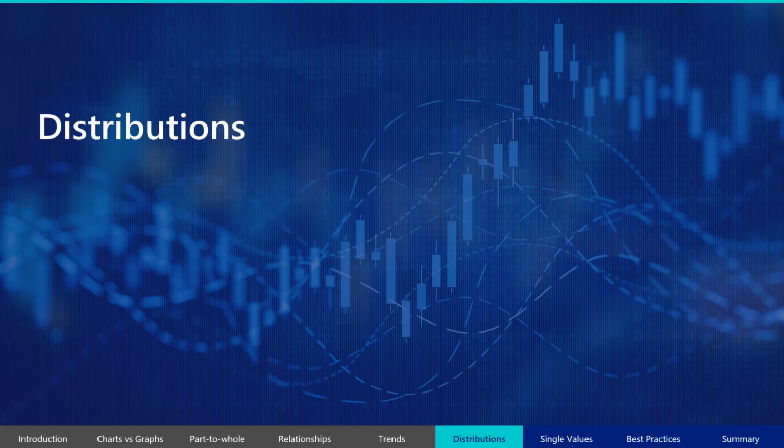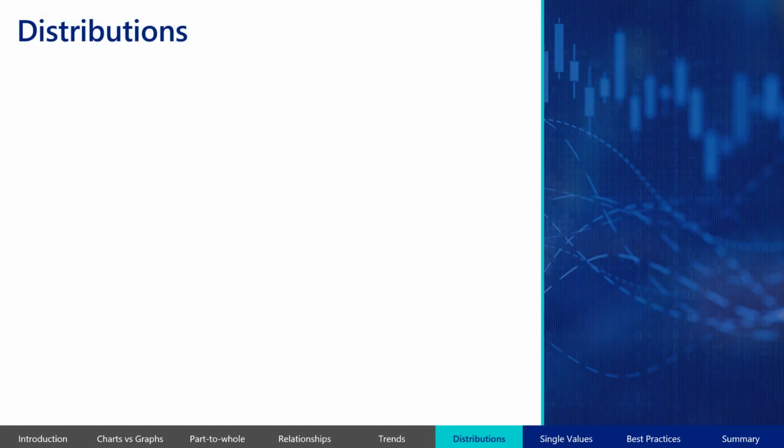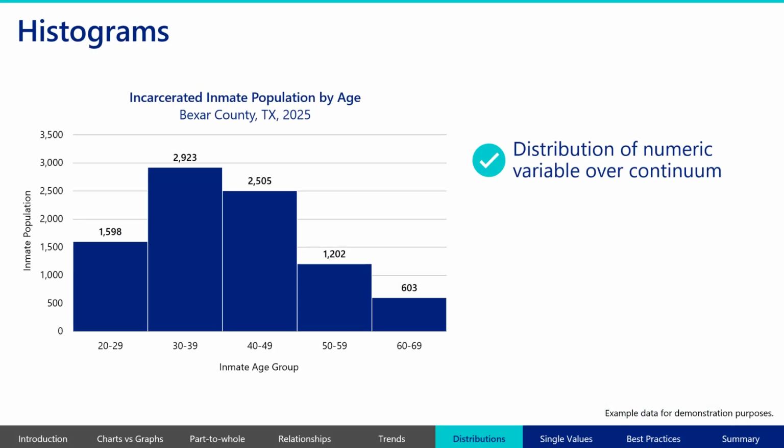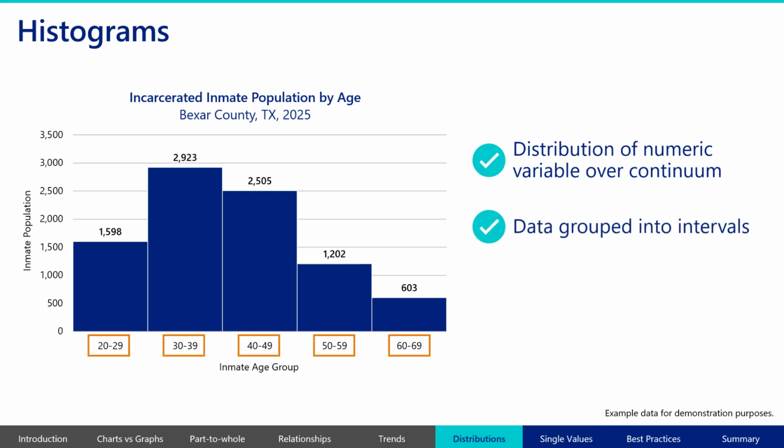There are often times when your audience needs to see how numerical data is distributed over a continuous measure, such as age in years, budget in dollars, or height in inches. When you need to visualize this type of information, histograms and box plots are good options to choose from. Histograms are a common way to show the distribution of one or more numeric variables over a continuum. Instead of presenting the numeric variable continuously, like in a line graph, the data is grouped into intervals or bins, such as an age range.